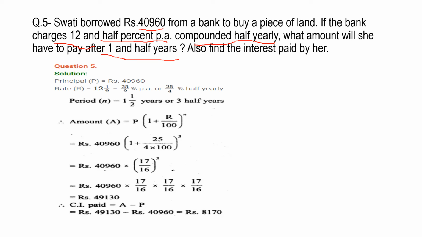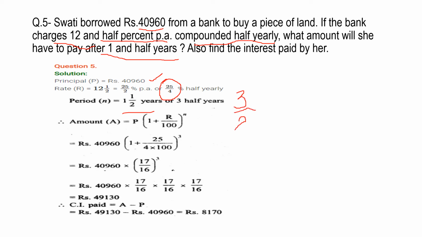Okay, students. Principal, you have to take 40,960 and rate is 12 and a half, it would be 25 by 2%. But to convert it into half year, it would be 25 by 2 divided by 2. It would be 25 by 4% per half year, because earlier the rate was 25 by 2, now divide by 2, and it becomes 25 by 4%. And time is given to you as 1.5 years. 1.5 is 3 by 2, right?